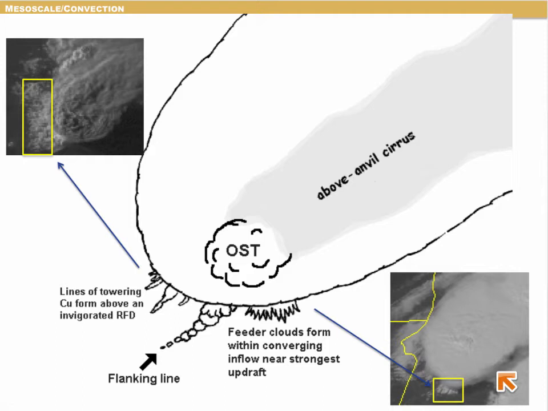A study found that if inflow feeder clouds are observed, there's a 77% chance of severe weather within 30 minutes, and that number goes up to 85% if coupled with mesocyclone detection from the MDA.